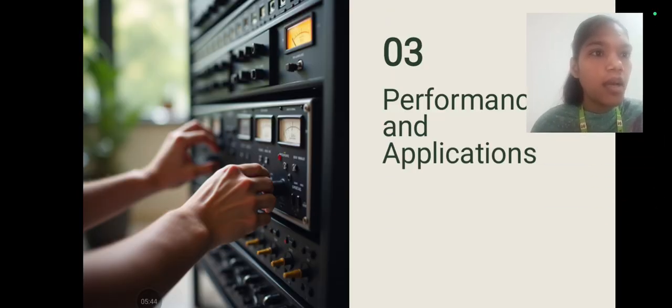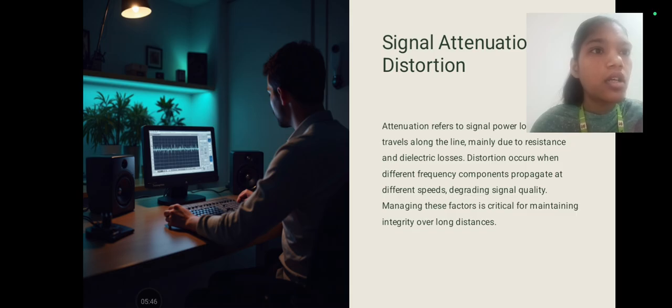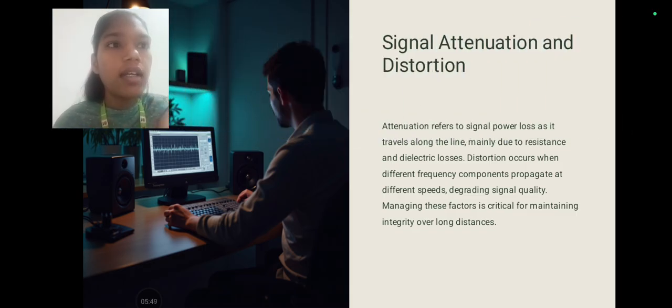Performance and applications. Signal attenuation and distortion. Attenuation refers to signal power loss as it travels along the line, mainly due to resistance and dielectric losses. Distortion occurs when different frequency components propagate at different speeds, degrading signal quality. Managing these factors is critical for maintaining integrity over long distances.